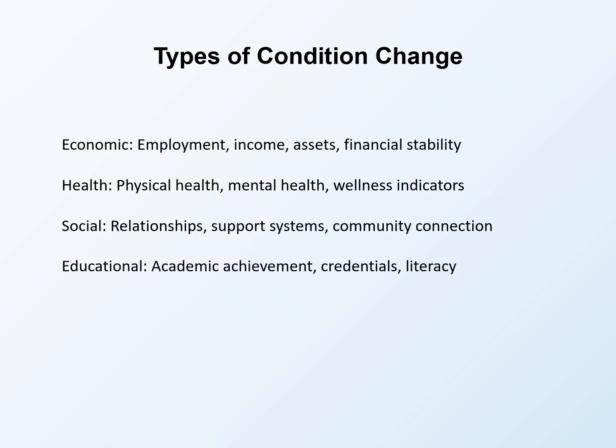Condition changes fall into several categories. Economic condition changes include employment status, income level, asset accumulation, and financial stability. Programs addressing economic self-sufficiency target these outcomes.